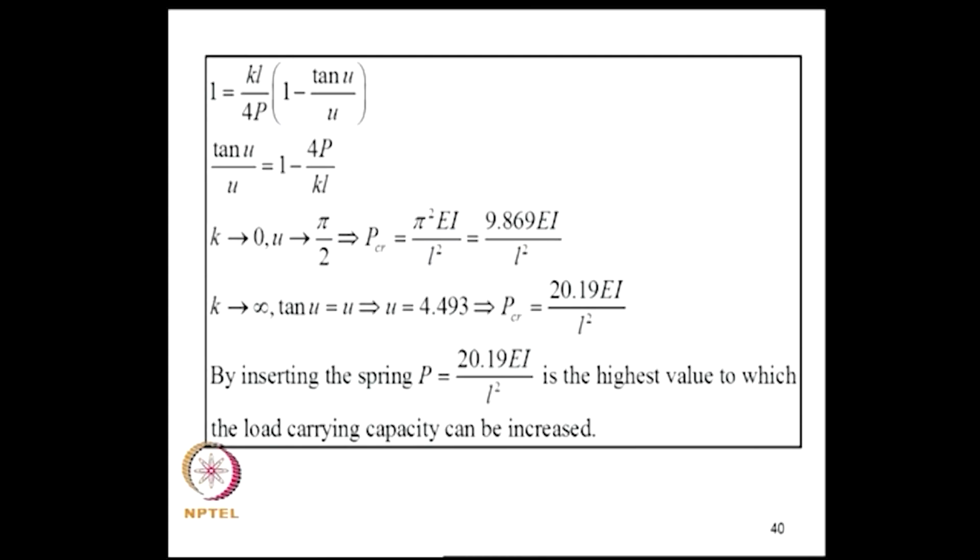Now, if you really solve this, we can see that if you rewrite the characteristic equation, I can write tan u by u equal to 1 minus 4 P by k L. If k goes to 0, then u goes to pi by 2, and that is our Eulerian buckling load, this is this. Now, as k tends to infinity, then this is tan u equal to u, and u becomes 4.493, and for k tending to infinity, the critical value will be given by this.